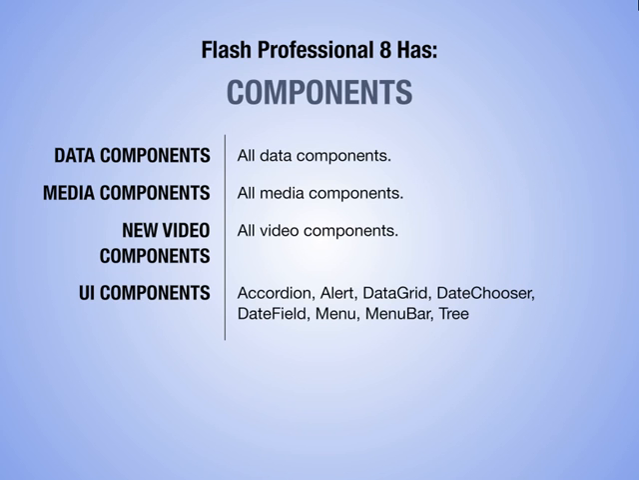Lastly, components. Flash Professional 8 offers a wide variety of components for your use, such as data components dealing with dynamic data, media components, and video components for dealing with audio and video content, as well as a variety of UI components. Flash Basic 8 only offers some UI components. Flash Professional 8, on the other hand, has more components geared towards working with media such as video and audio, as well as data content. Those are the major features where Flash Professional 8 differs from Flash Basic 8.